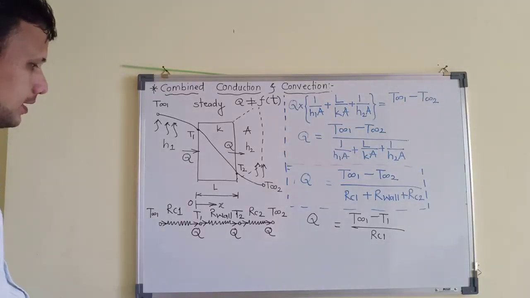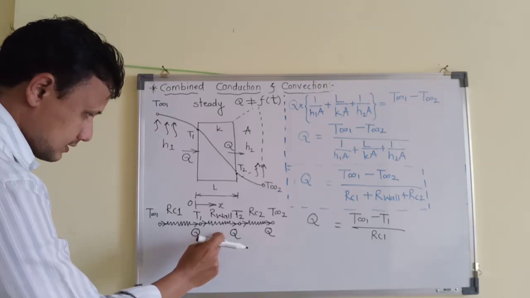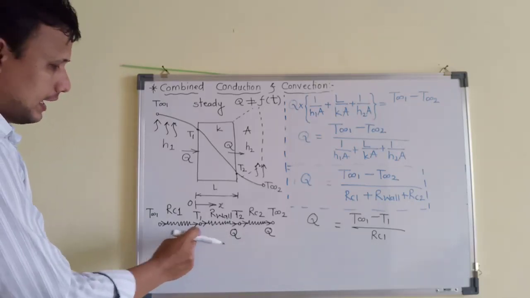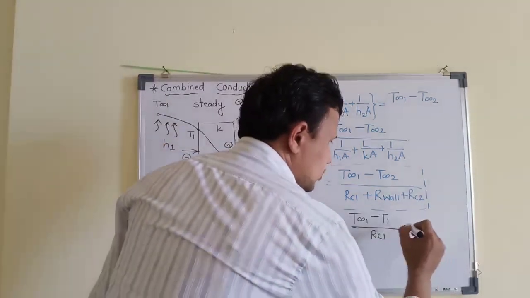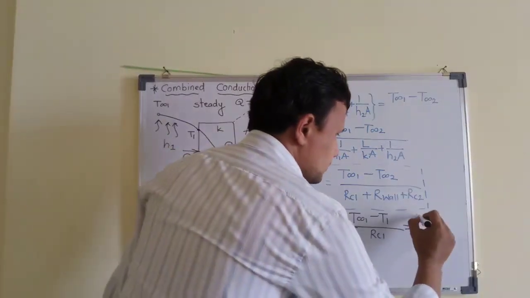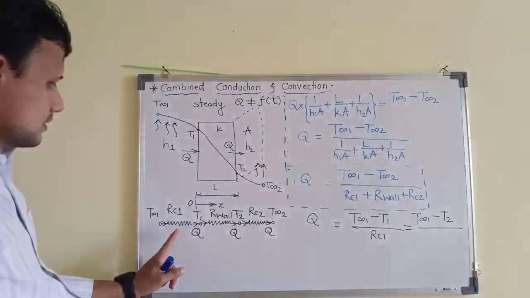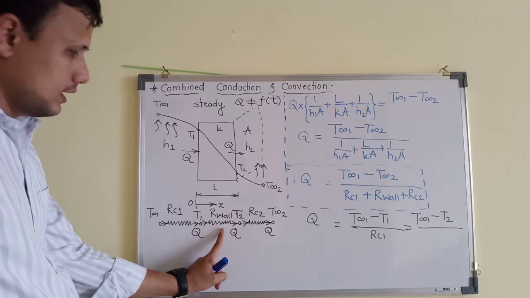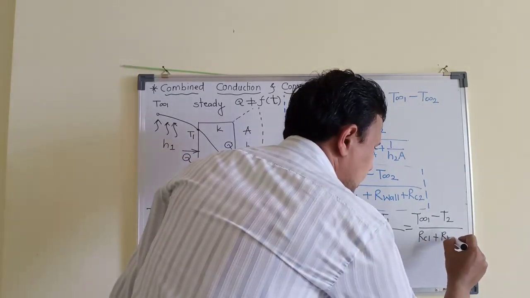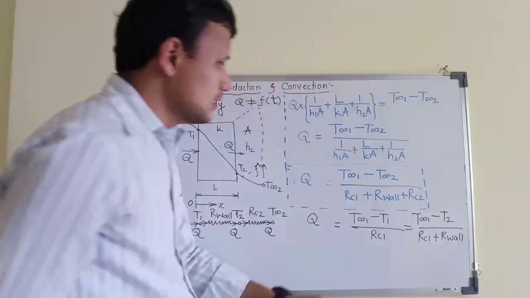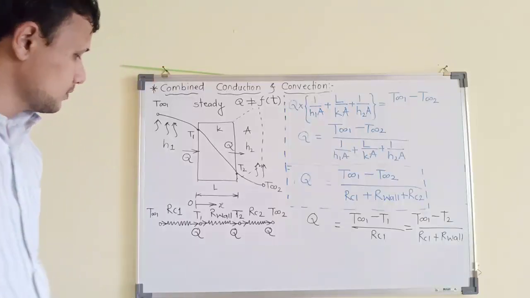In the same way, if I am interested between T infinity 1 and T2, then as many toll plazas as come in its path, I will have to pay the toll. I will have to deal with that many toll plazas, and actually the magnitude will remain the same, so that will give you T infinity 1 minus T2 upon, first the convection resistance, second the wall conduction resistance, so this will be RC1 plus R wall. It is just like an addition procedure, and you can simply obtain the heat transfer rate.